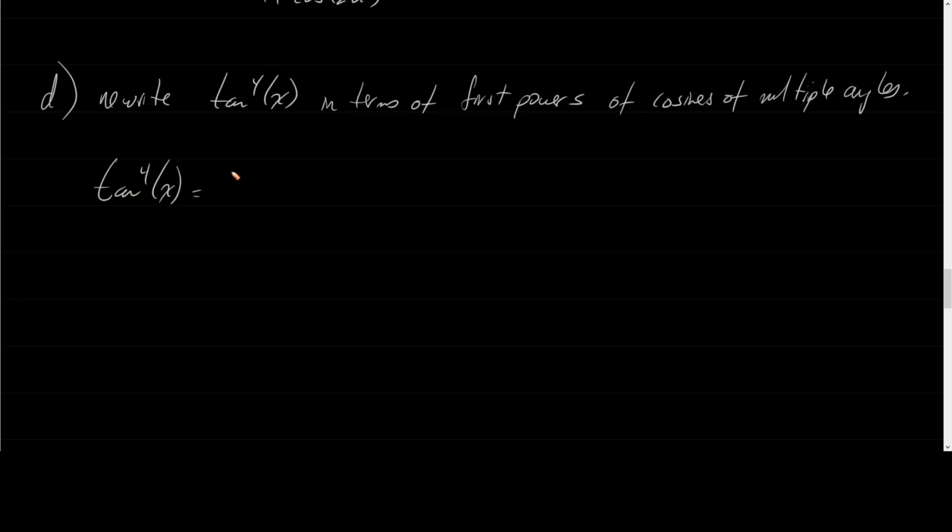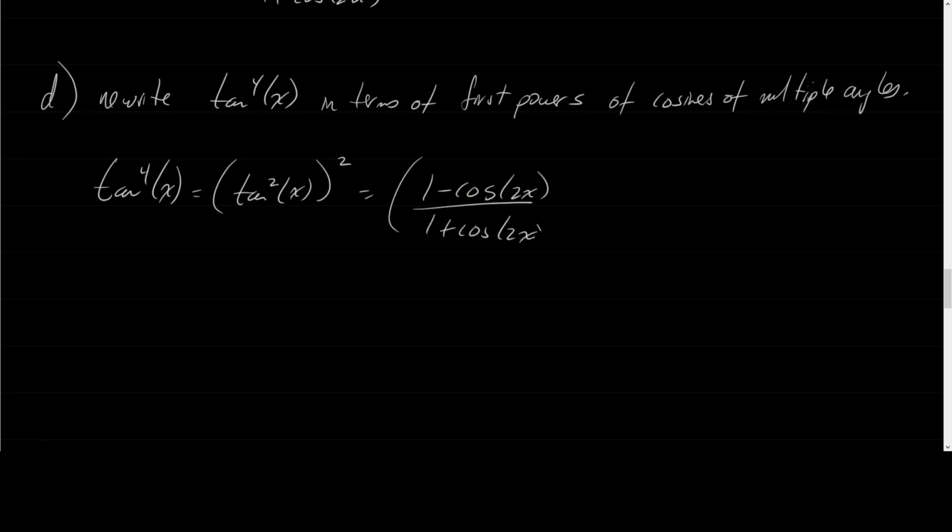Now tangent to the fourth is the same thing as saying tan squared squared, right? Because squared squared is to the fourth. And now we know what tan squared is. Tan squared was 1 minus cosine of 2x over 1 plus cosine of 2x. And then all of this squared. Remember, here all I'm doing is replacing this inside.